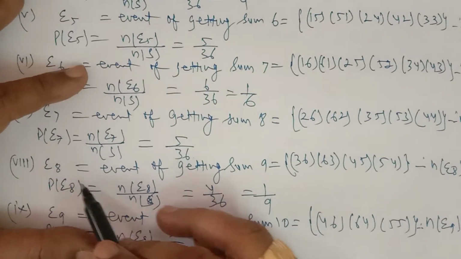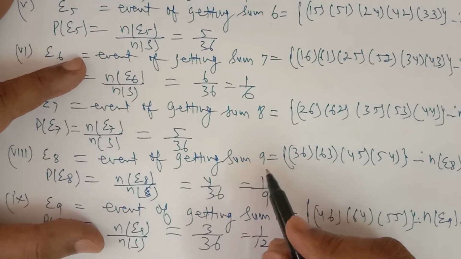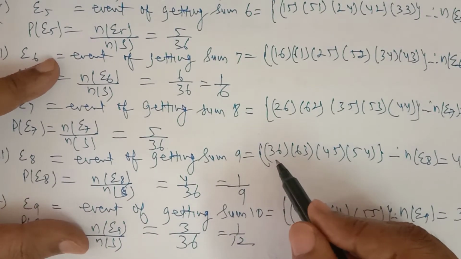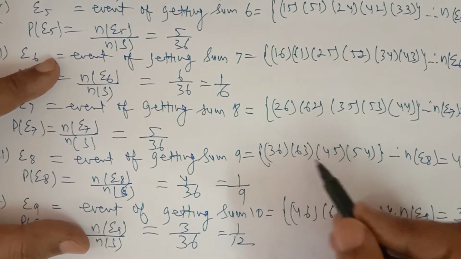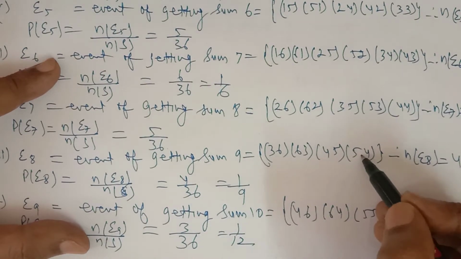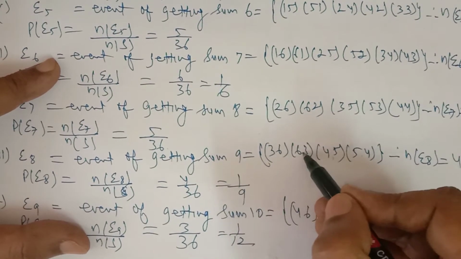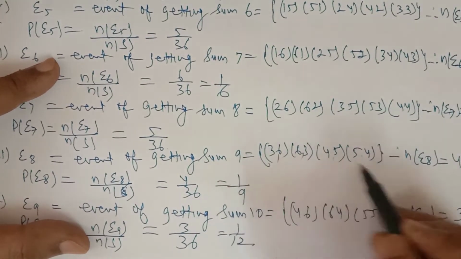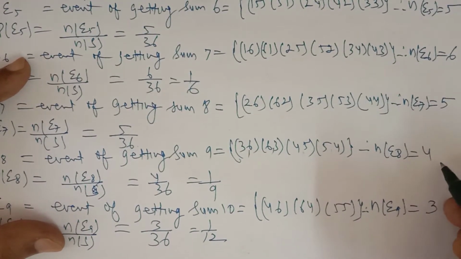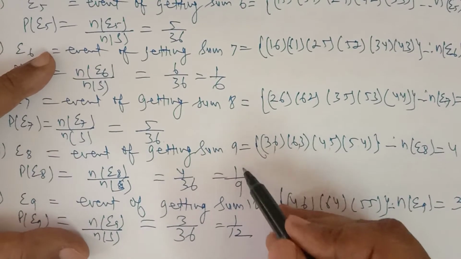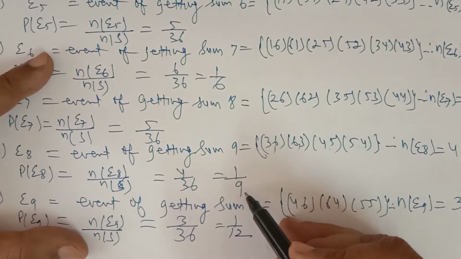Now let E8 be the event of getting a sum 9. So 9 can be like this: 3 on one die and 6 on the other, or 6 on the first and 3 on the other, or (4,5), (5,4). So how many events are there? 1, 2, 3, 4. So the number of events of getting a sum 9 is 4. So the probability of getting a sum 9 is 4 upon 36, that is 1 upon 9.